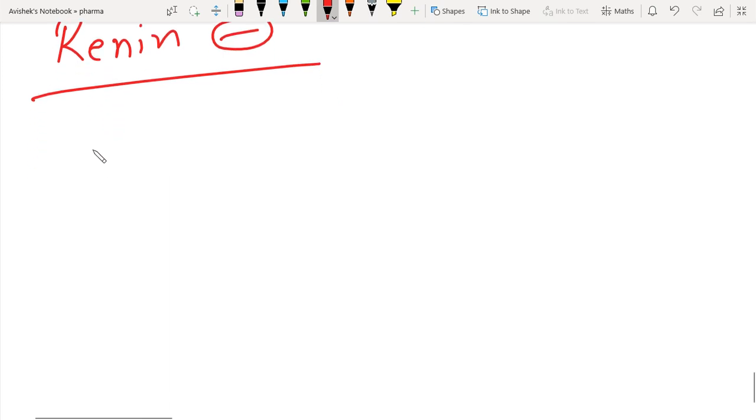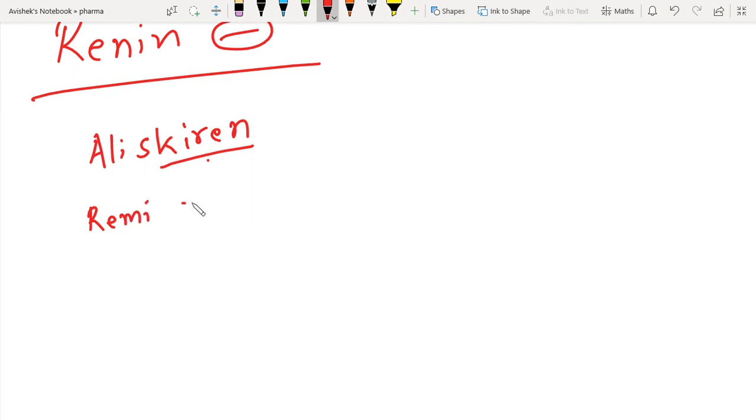Renin drugs: aliskiren. There is a 'kiren' in the name. Aliskiren, remikiren, and enalkiren. These are the renin blockers. This we can give by oral route also.